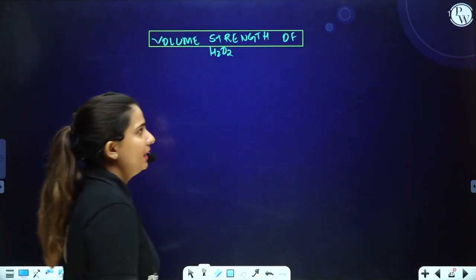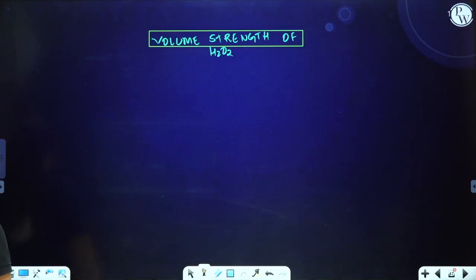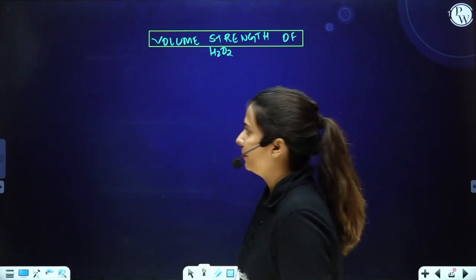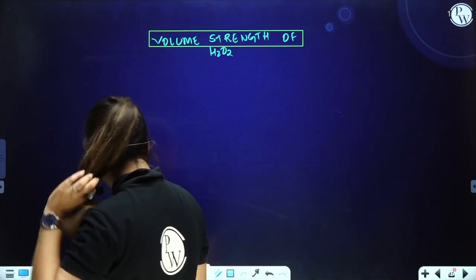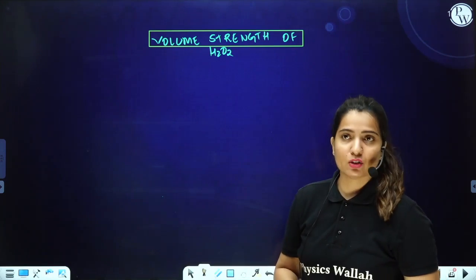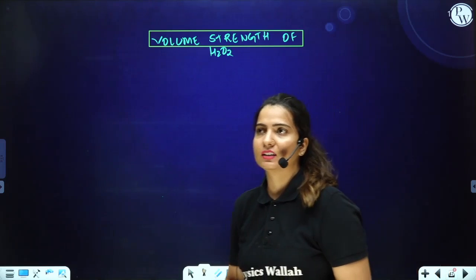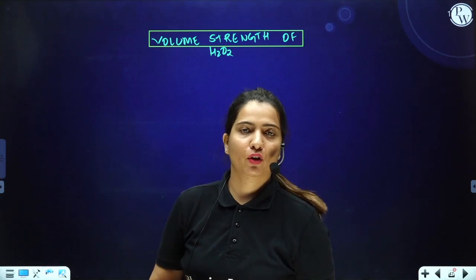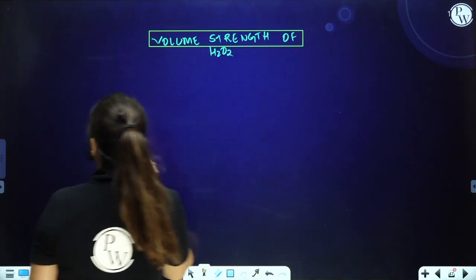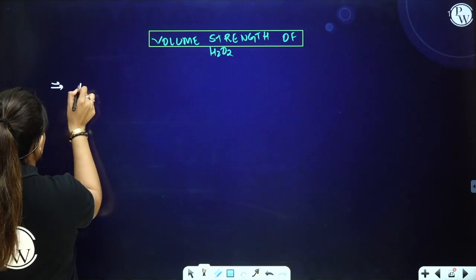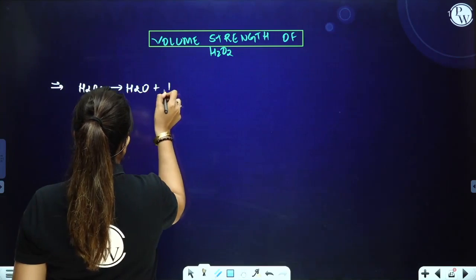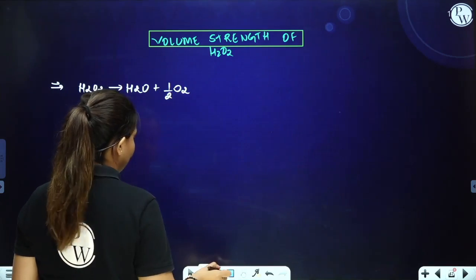See, now what is happening in this case, in the case of the volume strength of H2O2? Whenever you see that H2O2 is breaking, the products we are getting are H2O plus O2. First of all, you should always know the products formed with the H2O2 breakage. Okay, let's discuss now. H2O2 breaks to give H2O plus half O2, if I write the desired balanced reaction.